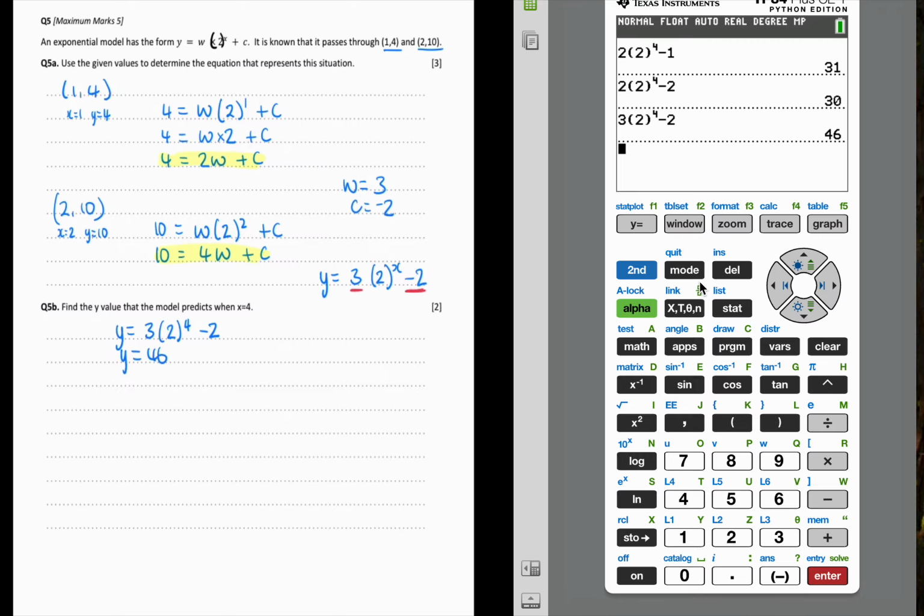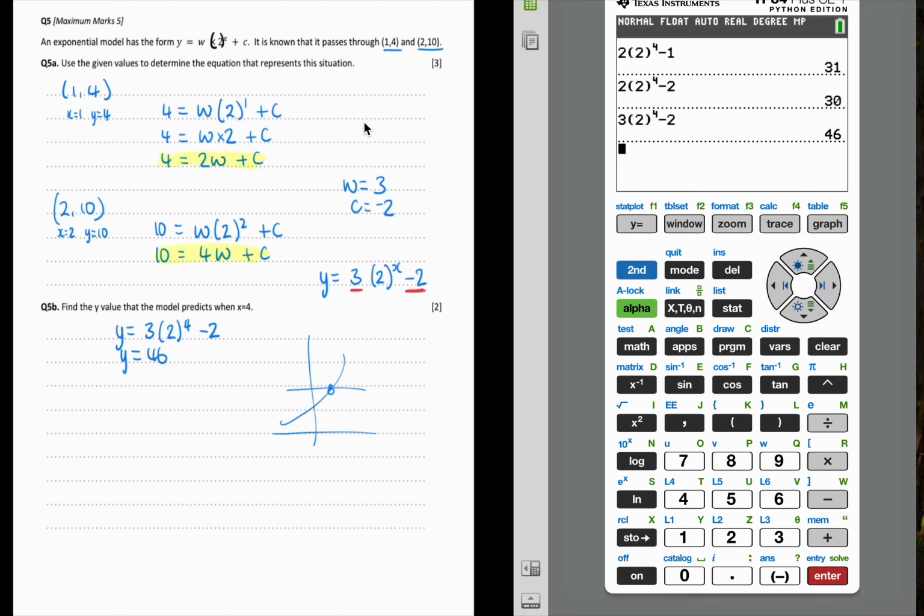Or you can do that on the calculator and graph it and then find the value at 4. Either of those options would be fine. I quite like this method because at least you can show method marks. If not, then that's fine. You would just sketch the function and sketch the line x equals 4 and show where that intersection is. That's also fine for your working.